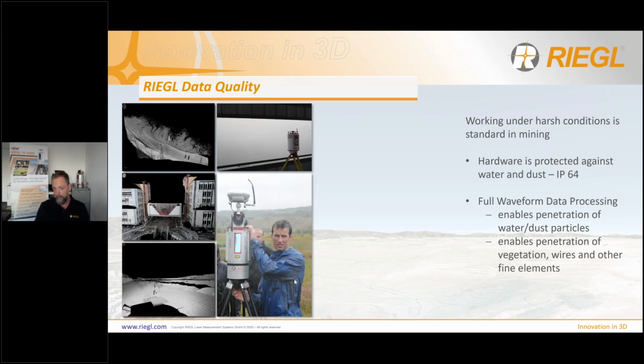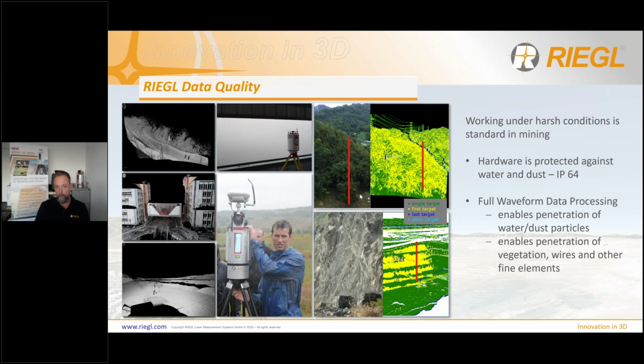We are using full waveform data processing also to penetrate vegetation and other objects like wires. Here an example, safety wires. You see the target classification on the right side. Single returns means there was only one single return, like it is normal in classical laser scanning. But with the multiple target capability, we have classified first targets, these are the wires and the tops of the trees. We have last targets, dark blue, and we have targets in between.